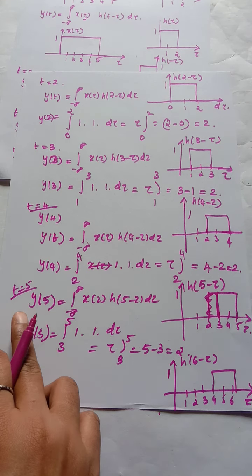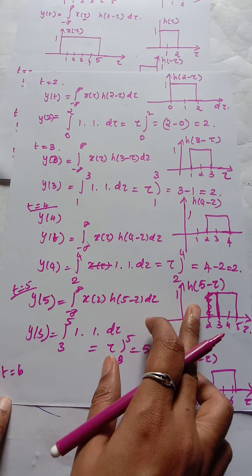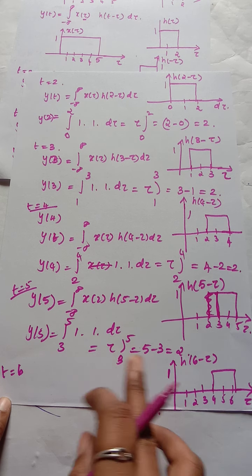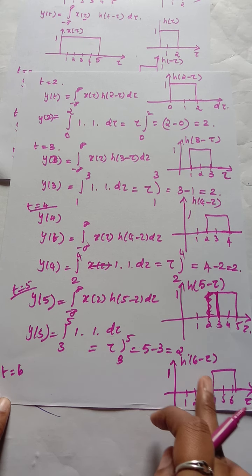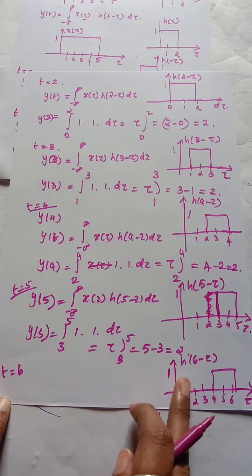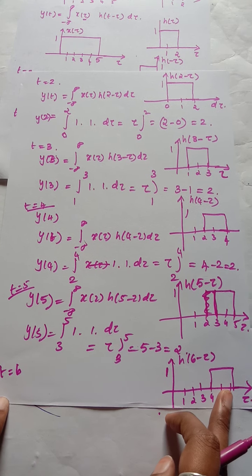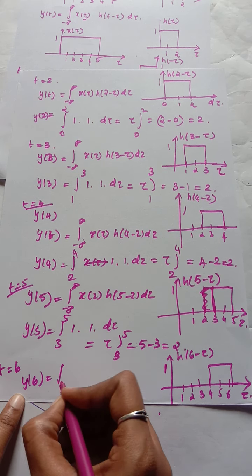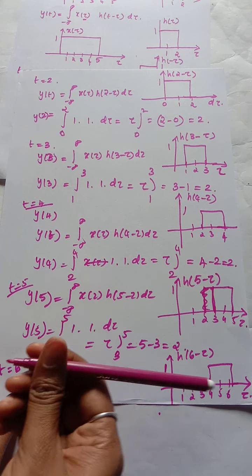So the next one is at t equal to 5. So here we got 2. Similarly here for t is equal to 6, I am shifting 6 minus 12. This is again to one time. So 4 to 6 here duration. So y of 6 can be represented as integral 4 to 6.